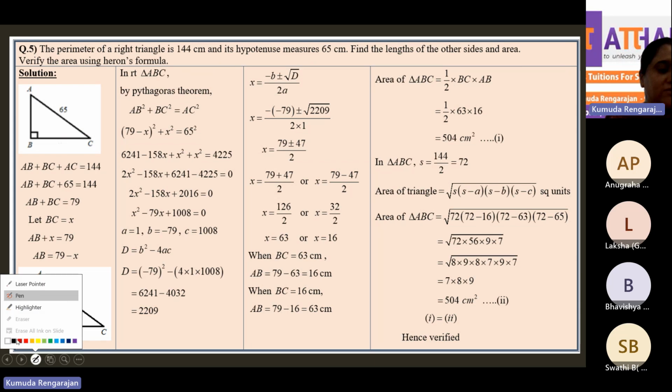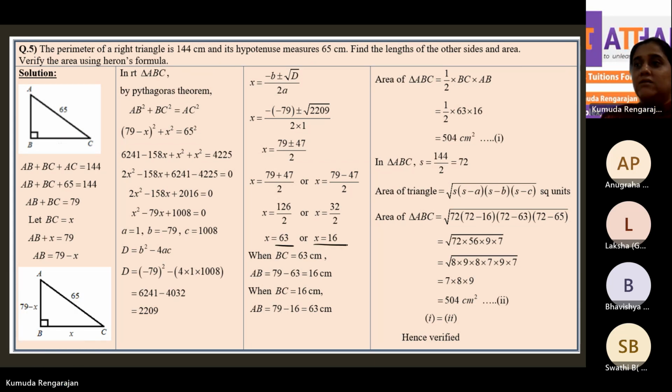After getting the two values for x, who's x? X is BC. So if BC is 63, what is AB? If BC is 16, what is AB? That's what we found here. And I also told you that you can take anything. You can take BC as 16 and AB as 63. I'm sorry, BC is this one and AB as this one. Or you take this one and this one. Any one you can take.